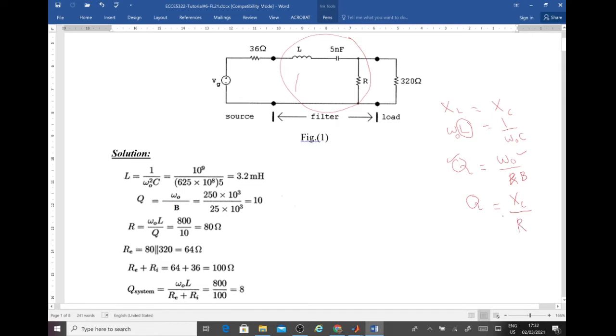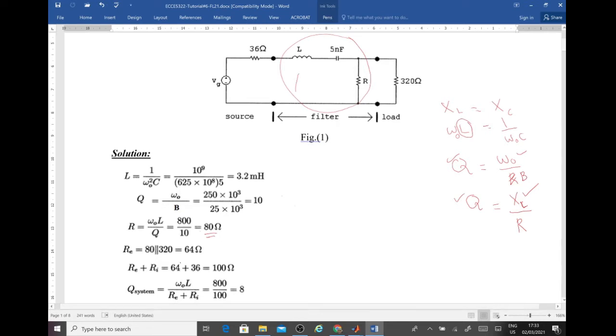So once we determine the value of the Q from this equation, because we know the bandwidth, we know omega naught, we can obtain Q. So now we know Q, we know the value of XL at the cutoff frequency, so that will give us the value of R. Therefore, the value of the resistance will be equal to 80 ohm.